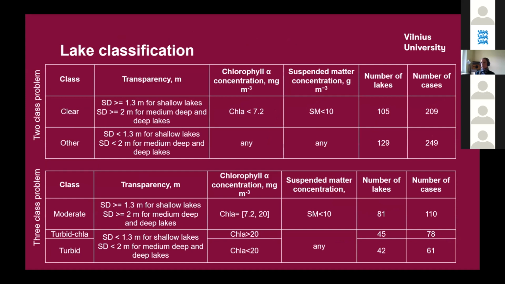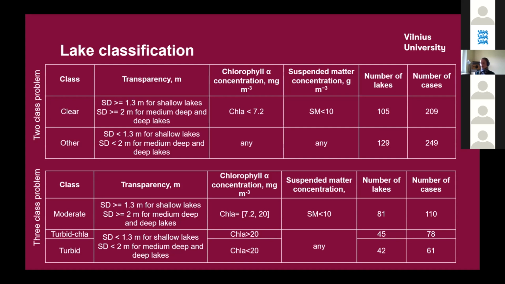Here in this table, you can see the characterization of these classes. So the Clear Lake class is defined by a good transparency value that is related to high or good ecological status based on this parameter. It is also characterized by low chlorophyll concentration and low suspended matter concentration. And you can see here that such cases were 209 cases.